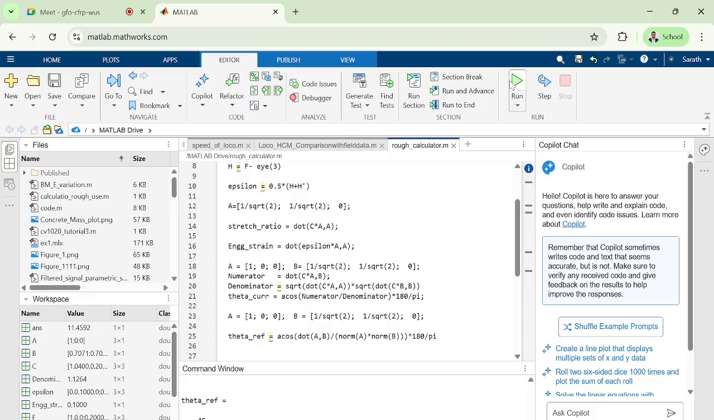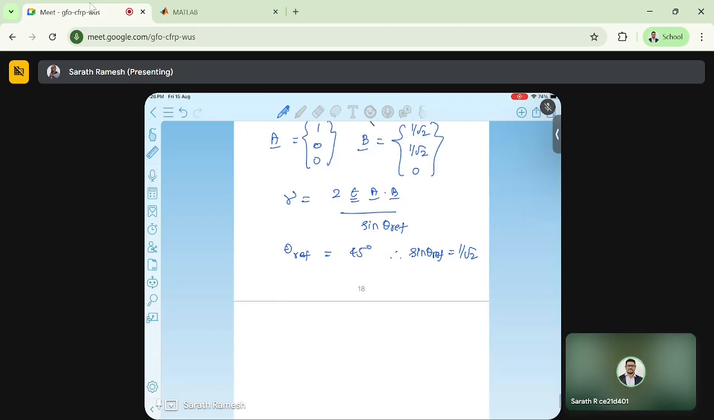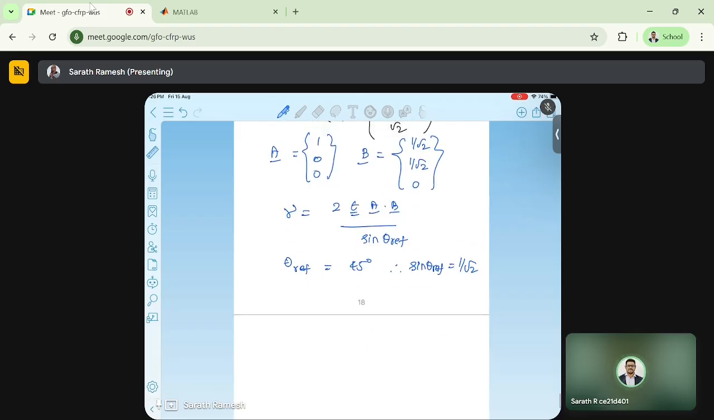So 45 degrees, right? Yeah, of course, it's 1 by root 2. So cos 45, sine 45. So theta ref is equal to 45 degrees. So sine theta ref will be 1 by root 2. Okay. Now the remaining things we have to solve.